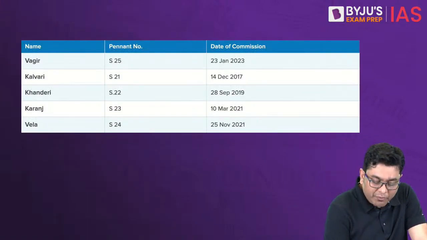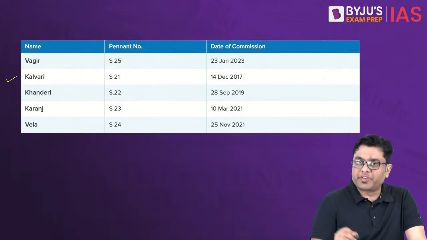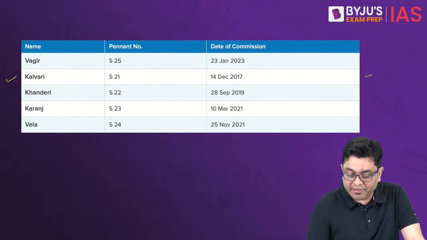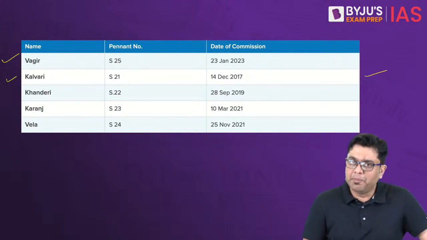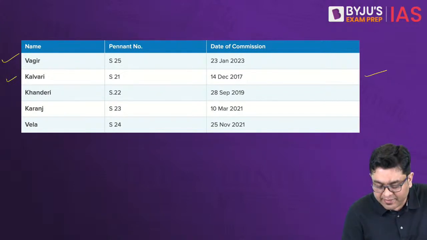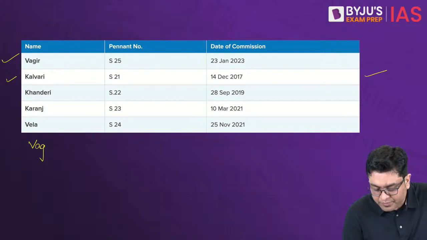So the first one was INS Kalvari, which was commissioned way back in 2017. And the latest one is Vagir. There is one more to come out of the stable.